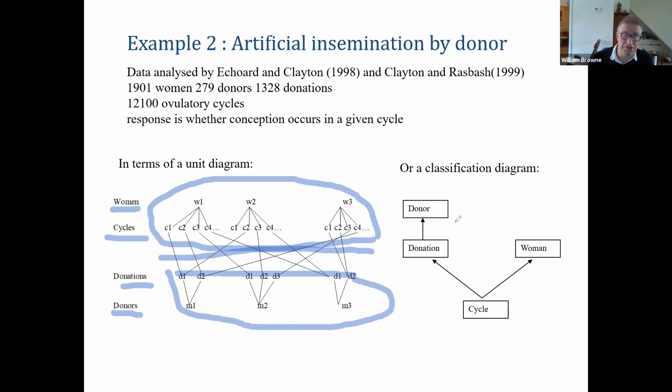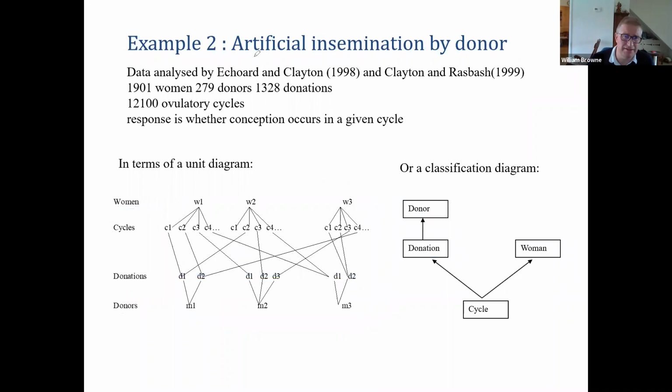From a computational perspective, all the computer software, the MCMC algorithms at least, need to know is these three higher classifications. This relationship here is not really used in the algorithm. If the donor had been just an extra blob in the middle, it would have made no difference to the algorithm, because we're assuming unique IDs. So each donation has to have a unique ID, as does each donor and each woman. That's what we've got in this example.